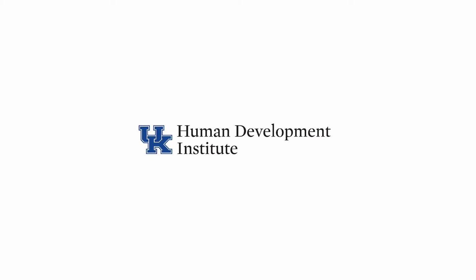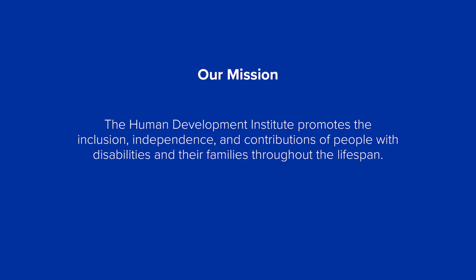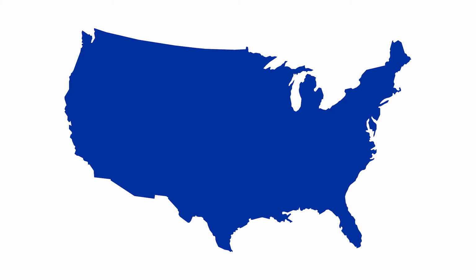I'm Dr. Kathy Sheppard-Jones with the University of Kentucky's Human Development Institute. We are one of the university's centers and institutes and are under the office of the Vice President for Research. Though we aren't within a college at the University of Kentucky, we work across colleges and units in our mission to promote the inclusion, independence, and contributions of people with disabilities and their families throughout the lifespan. We accomplish this mission through education, research and evaluation, information sharing, leadership, and advocacy across Kentucky and the nation.